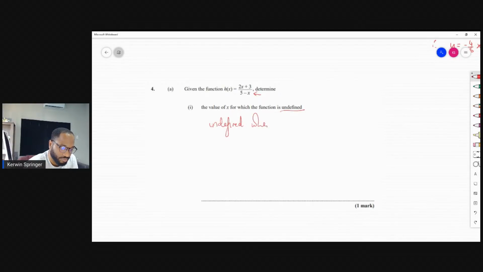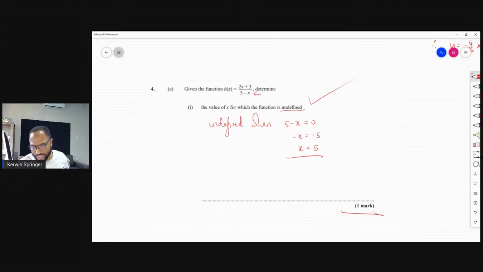when 5 minus x is equal to 0, or when minus x is equal to negative 5 when I bring across the 5, or x is equal to 5. Drop the negative from both sides. So that's the value of x which is undefined, 1 mark, collected. But that was the hard part of the question, as 1 mark.